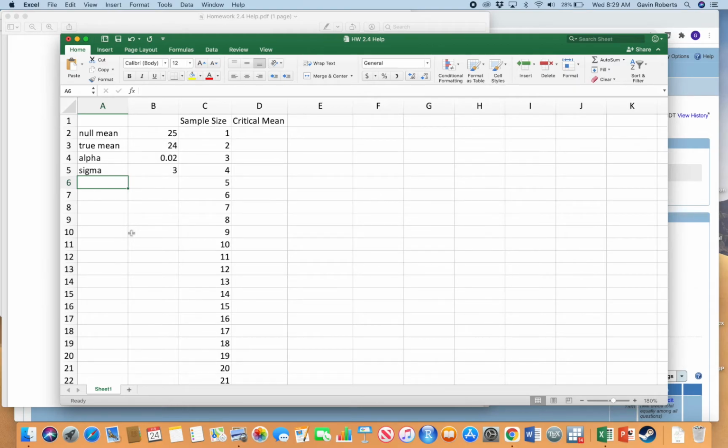Now, the way the book has you do these problems, it provides you a formula, and that's fine to use. But I want to use this opportunity to show you a really powerful thing that you can do in Excel. If you have a really complicated problem or formula and you have to solve for a number, one way is to use the formula. Another way is to do what's called a numerical solution.